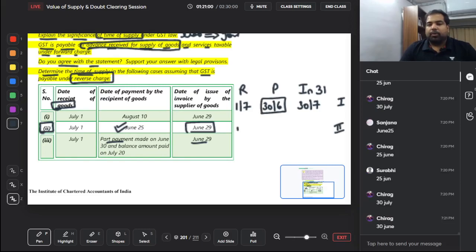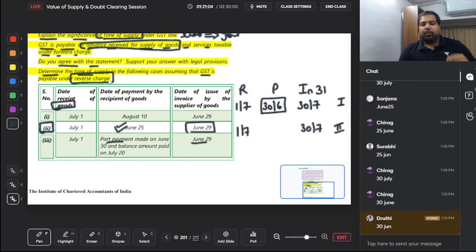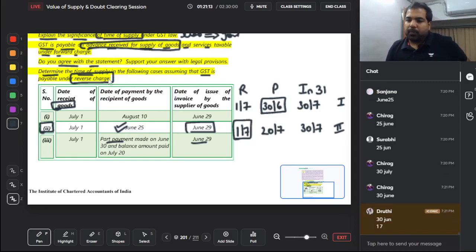And for the second payment, both these will remain the same, but payment date will change to 20th July. So now which is the earliest date guys? 1st July. So for the second payment, 1st July is the time of supply. So when you got the first payment, 30th June was the time of supply, and when you got the second payment, 1st July was the time of supply.